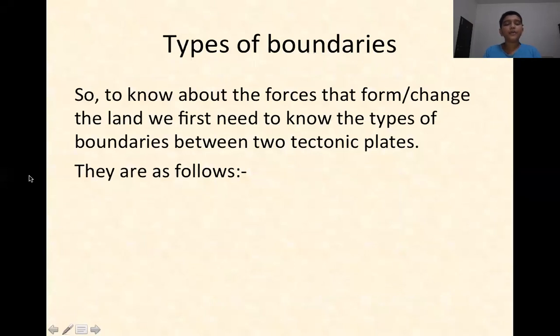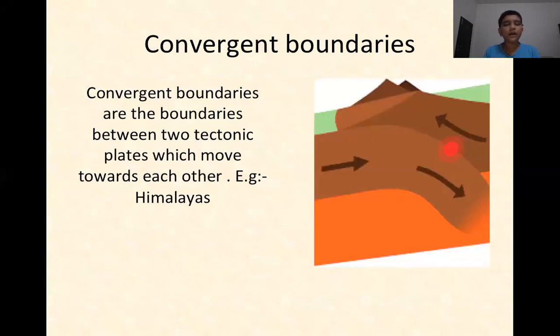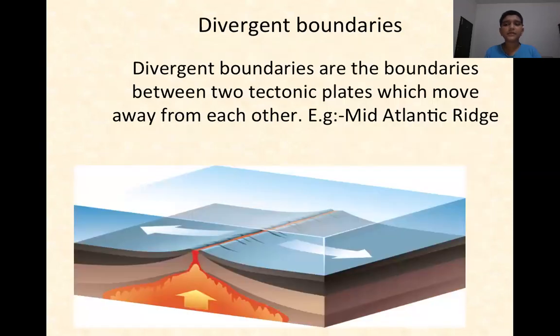So, to know about the forces that form or change the land, we first need to know the types of boundaries between two tectonic plates. They are as follows. Convergent boundaries. Convergent boundaries are the boundaries between two tectonic plates which move towards each other. Example, the Himalayas.